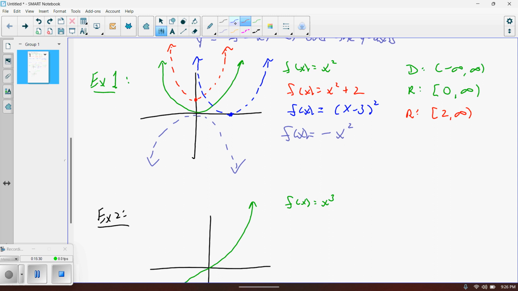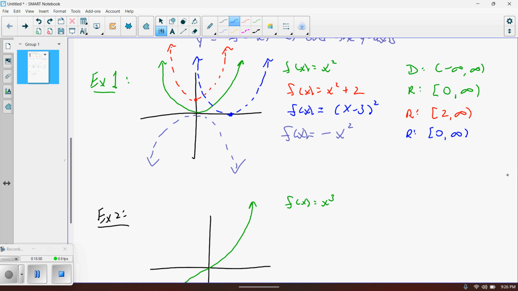If you look at the blue one, the range didn't change from the original green one because all we did was slide it left or right. It still takes on every possible y value. So again, the domain didn't change, but the range in this case would once again go from 0 to infinity.